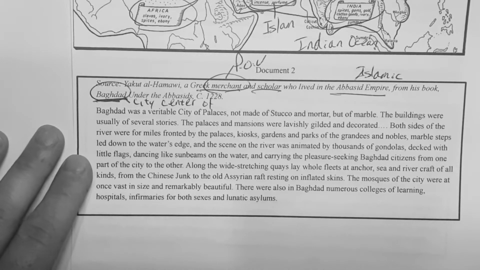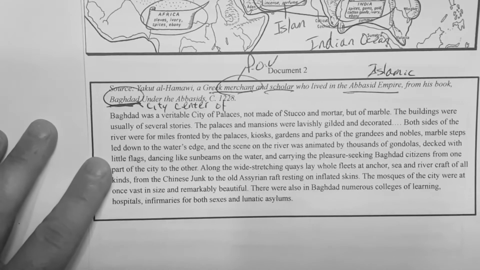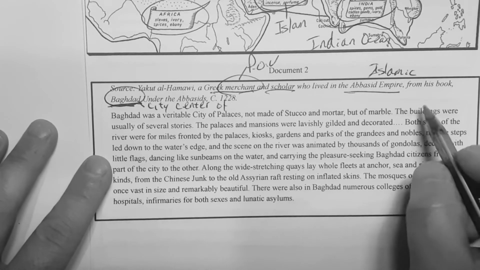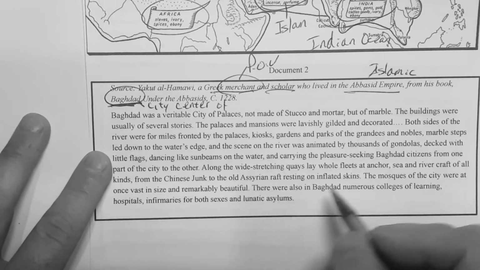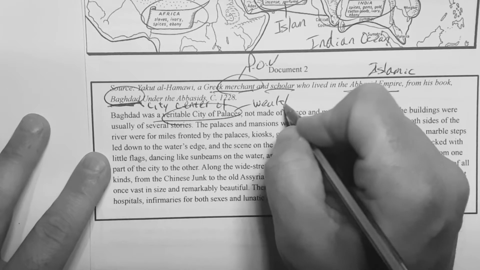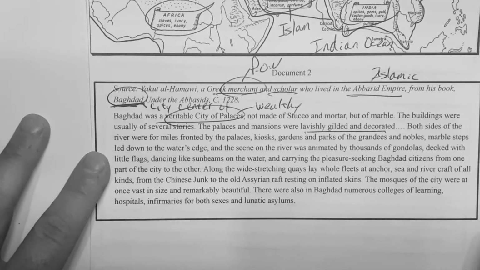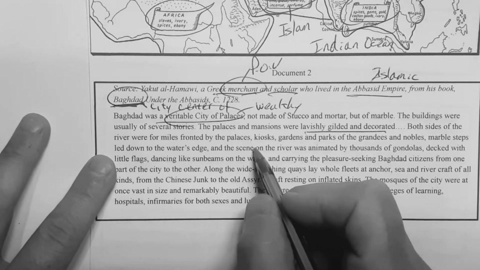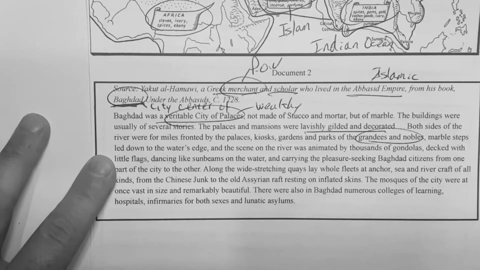I'm not going to read the whole document out loud to you because that would just be a waste of time, but you can read it. Or maybe I should, just to demonstrate how fast. The buildings were usually of several stories. It's a city of palaces, right? So it's wealthy. A lot of money. The palaces and mansions were lavishly gilded and decorated. Both sides of the river were for miles fronted by the palaces, kiosks, gardens, and parks of the grandees and nobles, all right? Rich people.